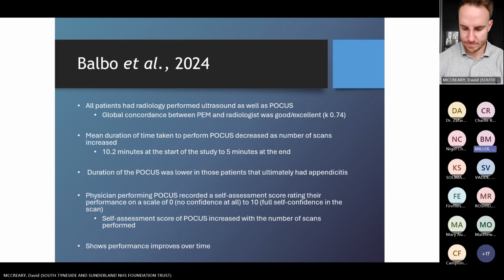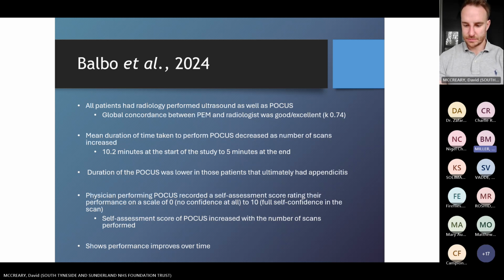And this one, Balbo, was the most recent of the studies that I found, only done last year. In their study, all patients had a radiology performed ultrasound as well as POCUS, and they found that concordance between the two was good to excellent. Similar to the other ones, they found that the learning curve, the time taken to do POCUS, decreased as the number of scans increased.